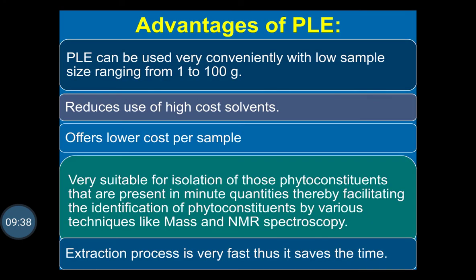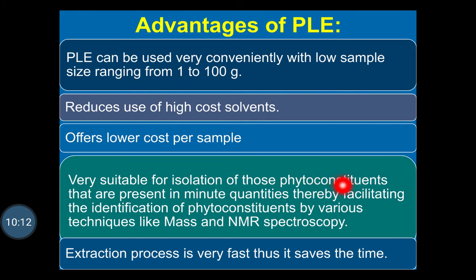Advantages of pressurized liquid extraction. Pressurized liquid extraction can be used very conveniently with low sample amounts ranging from 1 to 100 grams. Even if the sample amount is low, that is, even 1 gram, this pressurized liquid extraction can be used for the extraction purpose. It reduces the use of high cost solvent. There is no need to use high cost solvent, and it offers a low cost per sample. The cost is less as compared to the other methods of extraction.